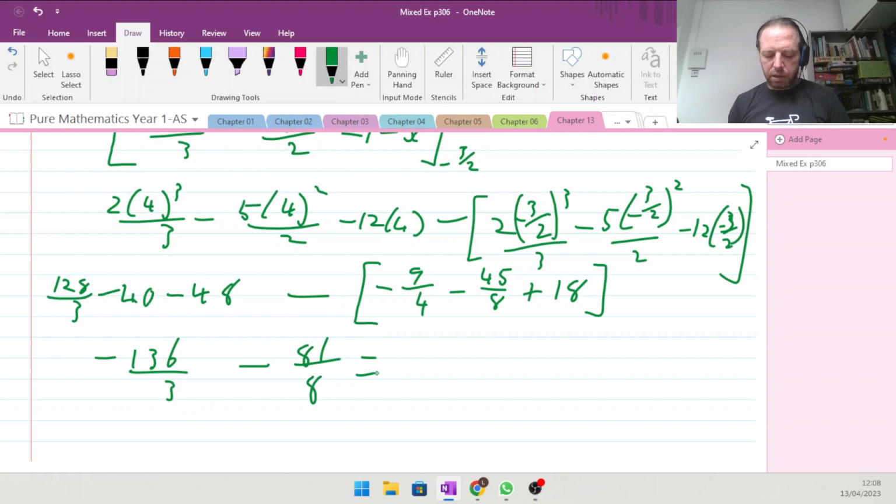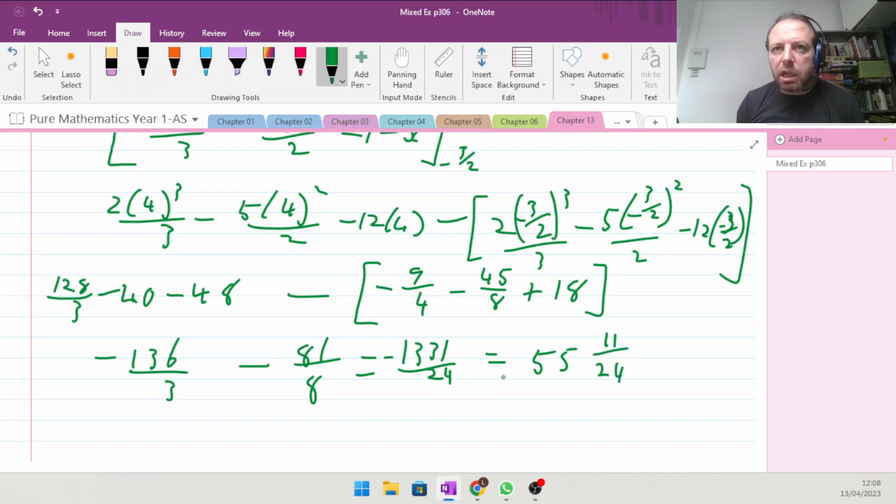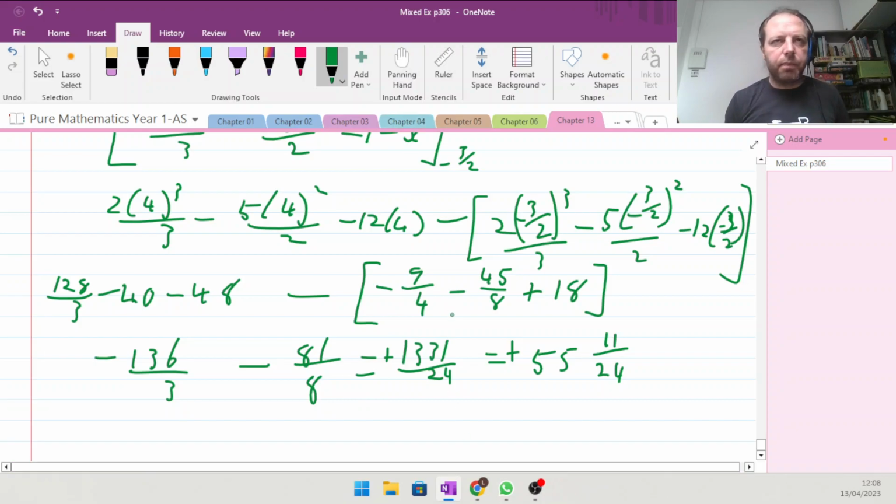So we end up with 1331 over 24, which is 55 and 11/24. I have dropped my minus sign because areas are positive, so I'm giving it out as a positive answer. Okay, just as a point there.